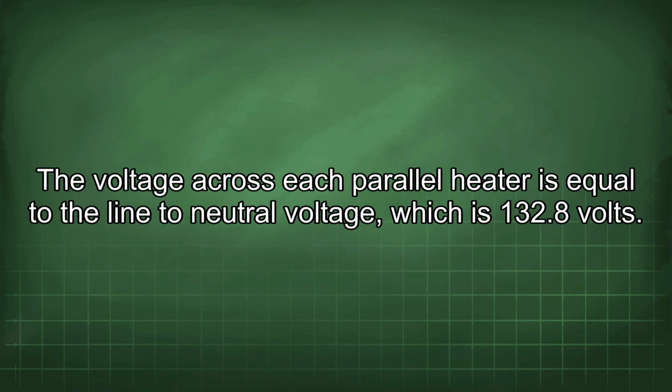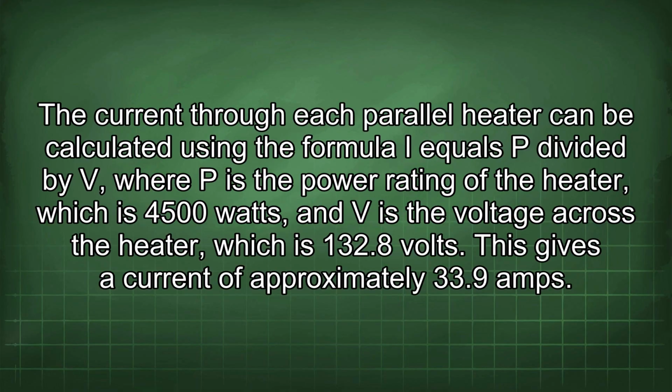The voltage across each parallel heater is equal to the line-to-neutral voltage, which is 132.8 volts. The current through each parallel heater can be calculated using the formula I equals P divided by V, where P is the power rating of the heater, which is 4,500 watts, and V is the voltage across the heater, which is 132.8 volts. This gives a current of approximately 33.9 amps.